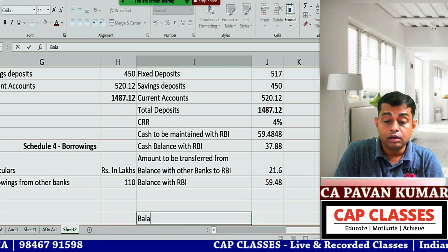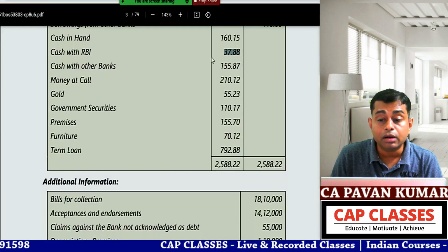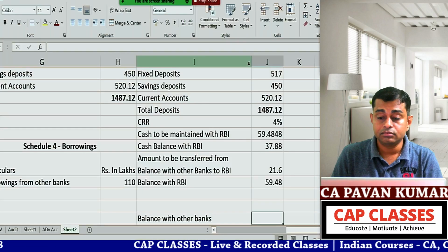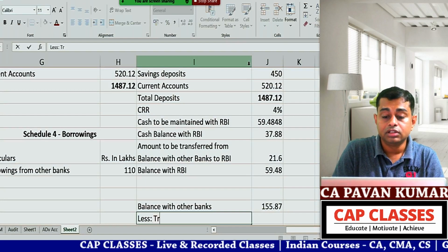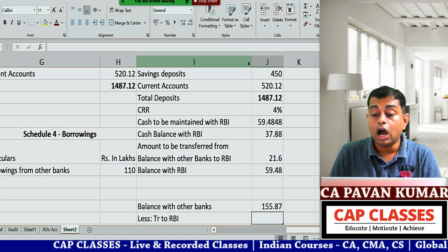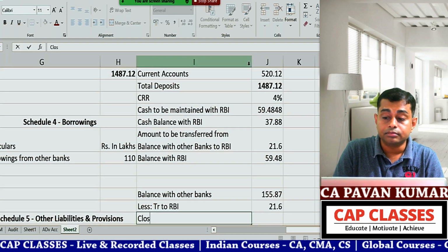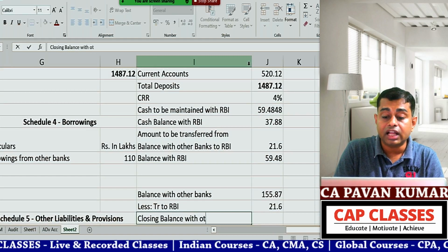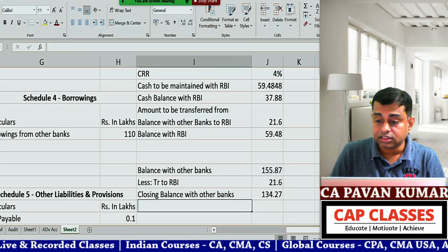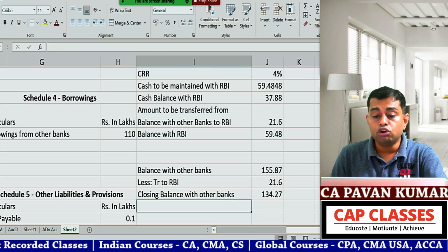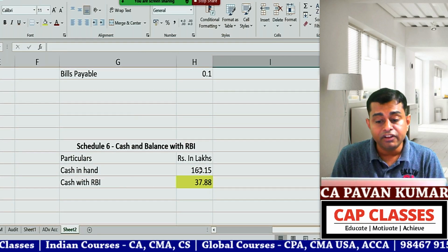Okay, now balance with other banks. What is the balance with other banks? 155.87. 155.87 less transfer to RBI, how much? 21.6. Closing balance with other banks, how much, tell me? Can I say this minus this? So now we'll go to the assets side. Cash in hand will not change anything.